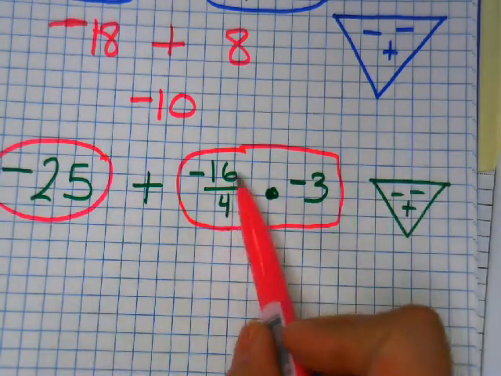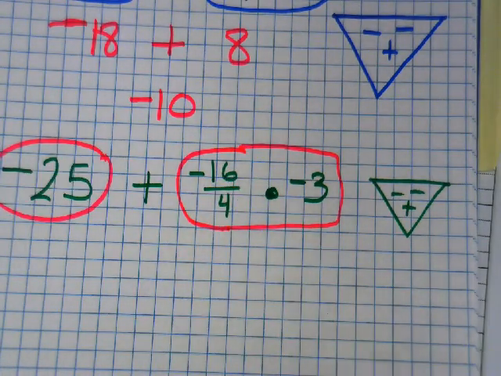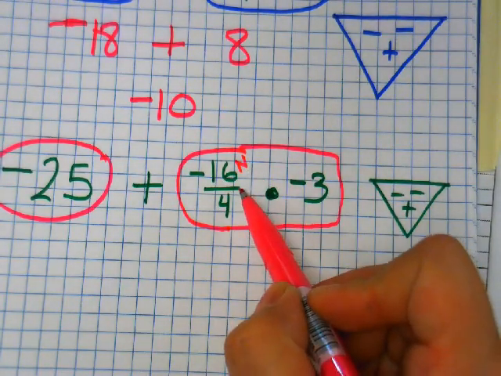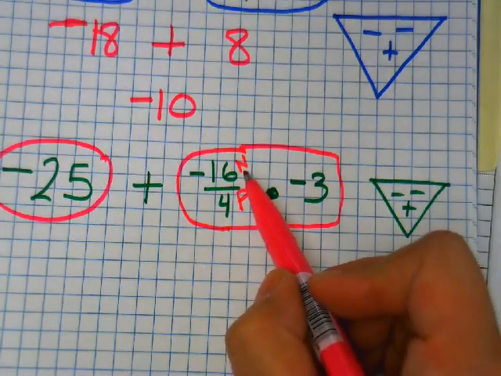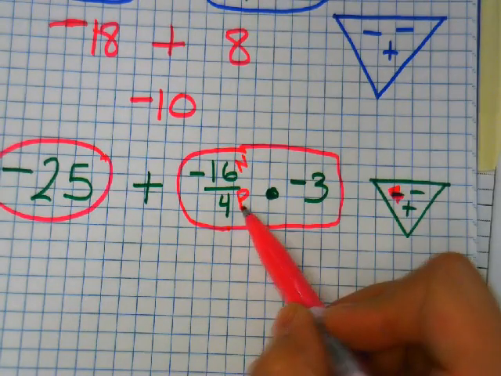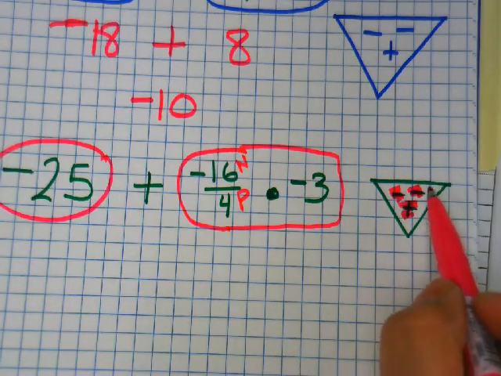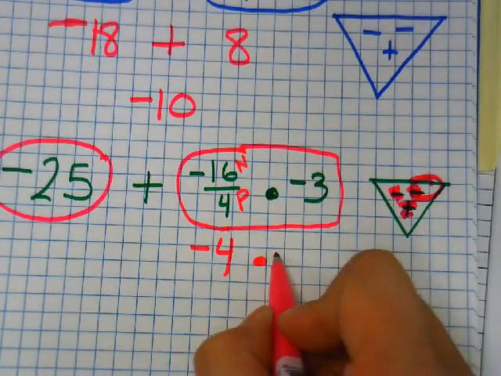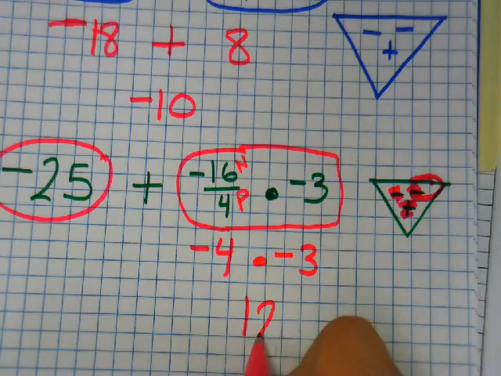Now kids look at this and they're like, oh, it's a fraction, I can't do it. But what is this fraction really? It's really division. So this is negative 16 divided by positive 4. I can cross out the negative and the positive. What am I left with? Negative 4 times negative 3. What's negative 4 times negative 3? Positive 12.